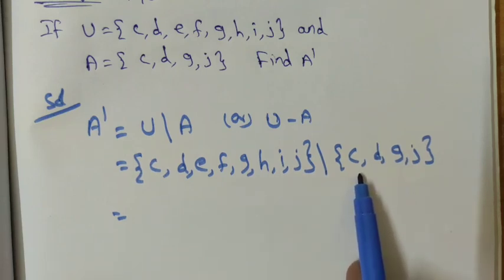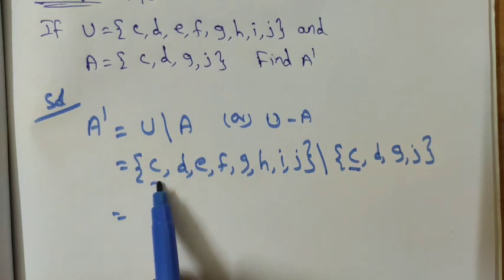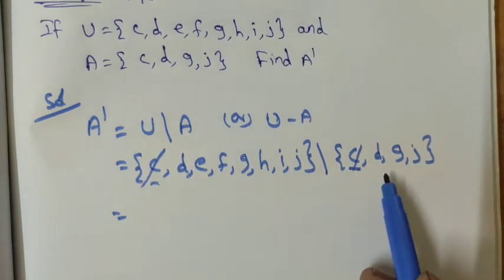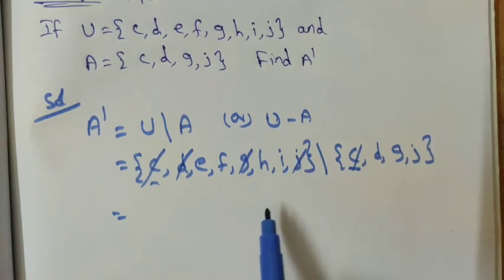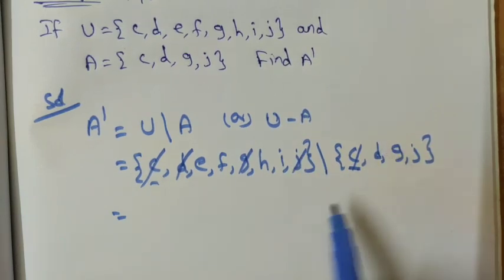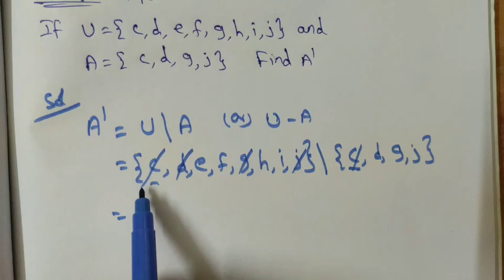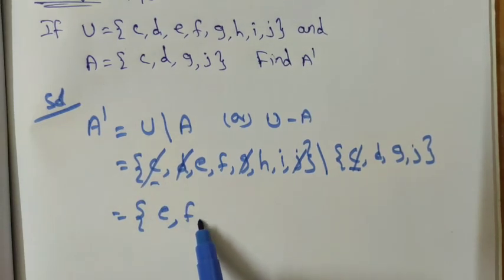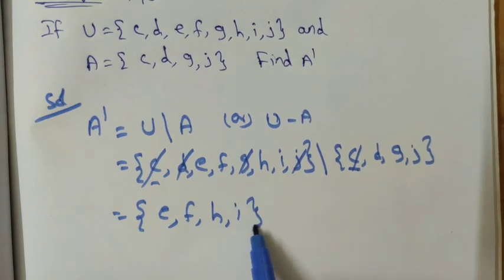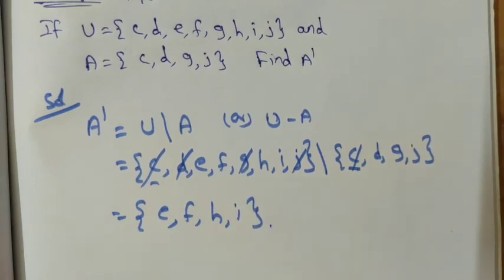So see the second set elements: C is here and here, so cross this out, and then D and then G and then J. Except these, write the remaining elements, and the elements should be in the first set. So only E, F, H, I. This is the complement, A dash.